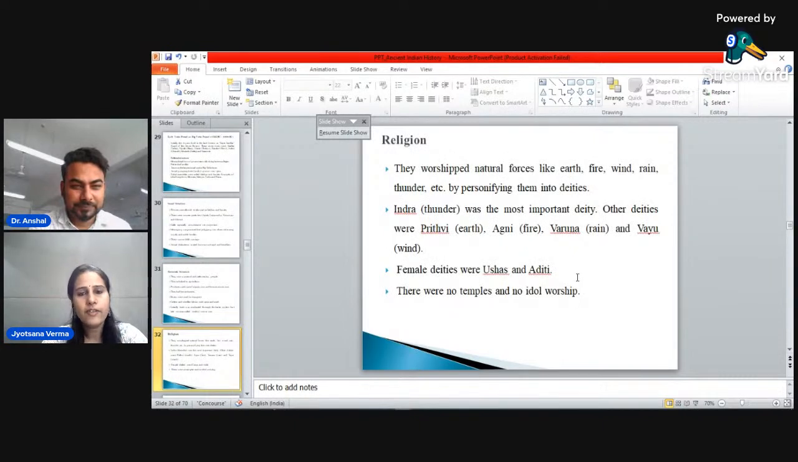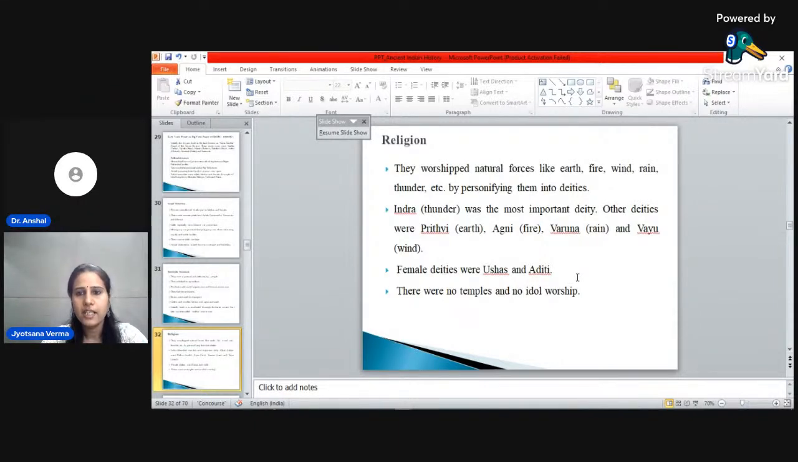Religion in the Rig Vedic period and early Vedic period. In this period, people basically worshipped nature: earth, fire, wind, rain, and plants. Later, Indra, Prithvi, Agni, Varuna, and Vayu were the prominent gods of the early Vedic period, and the female gods were Usha and Aditi.